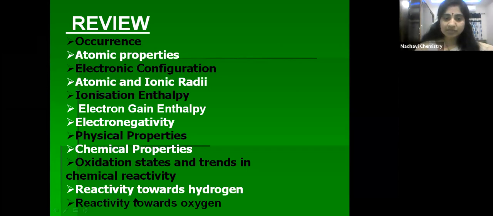And then we discussed reactivity towards hydrogen. So they form hydrogen halides of the formula HX. And then we saw reactivity towards oxygen. So they can form many oxides.